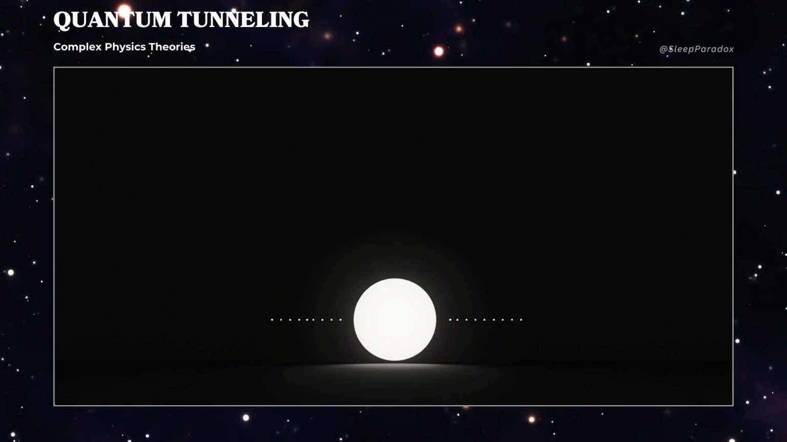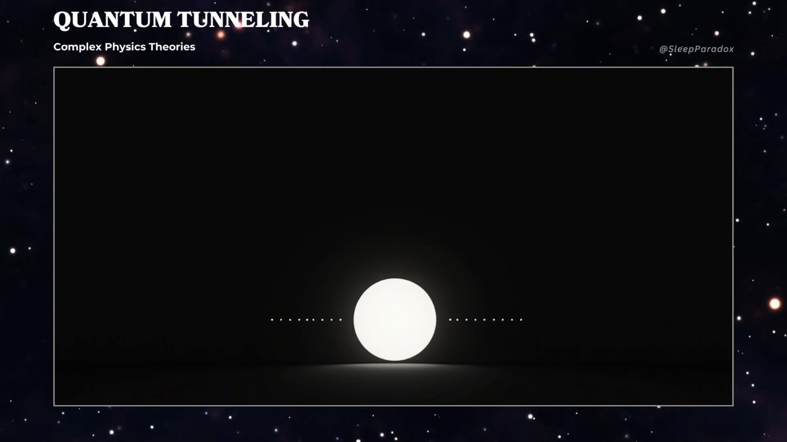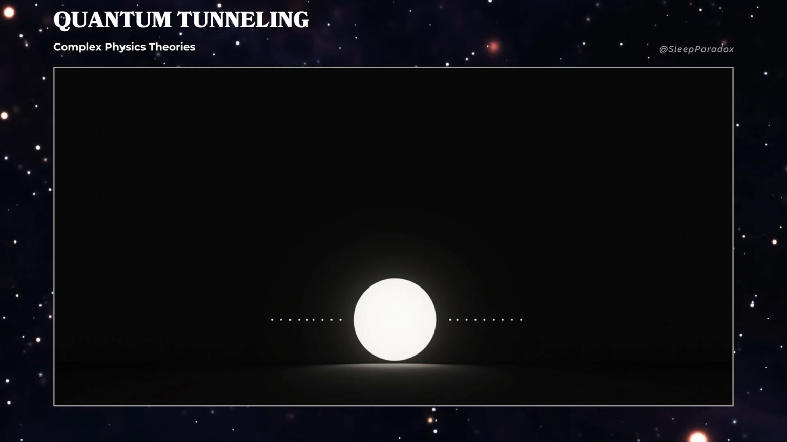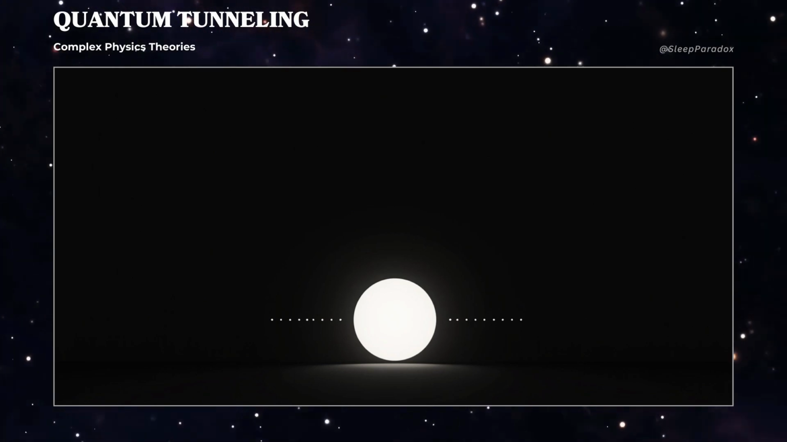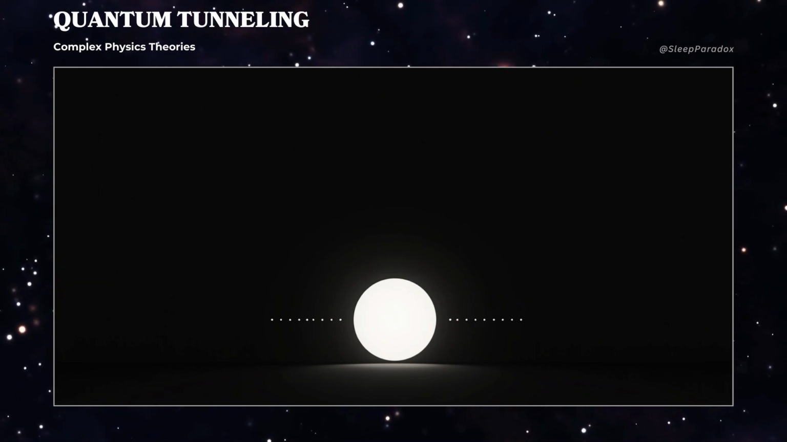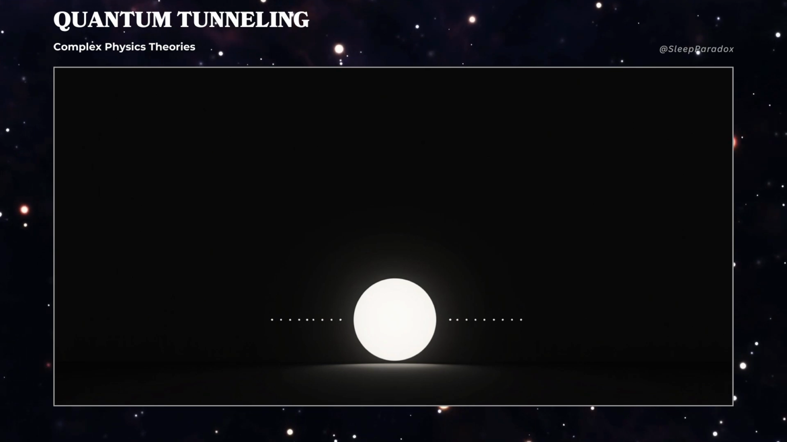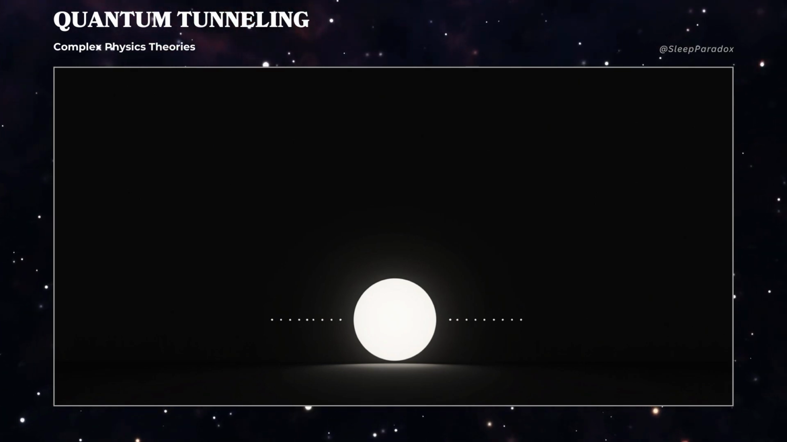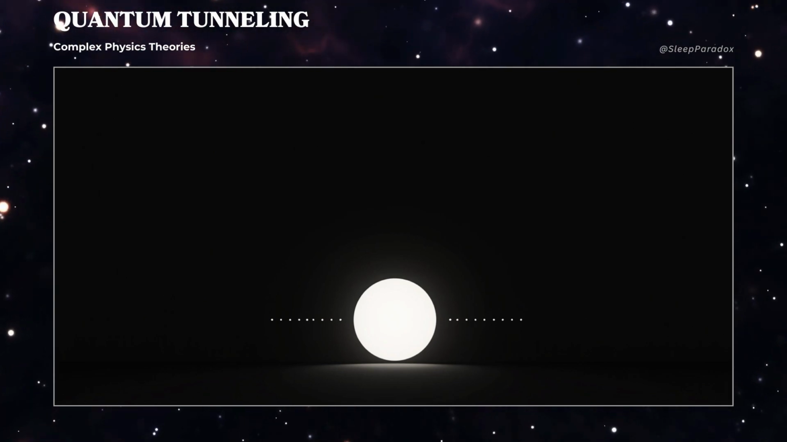Let's say an electron is approaching a wall of energy, a potential barrier. If the barrier is higher than the electron's energy, classical physics says the electron must bounce back. It doesn't have enough energy to overcome the hill. But in quantum mechanics, the wave function describing the electron extends into the barrier. The further it goes, the more the wave function fades. However, if the barrier is thin enough, the wave function doesn't drop to zero before reaching the other side. That means there is a non-zero probability that the electron will appear on the far side, as if it passed through the wall. This is quantum tunneling.